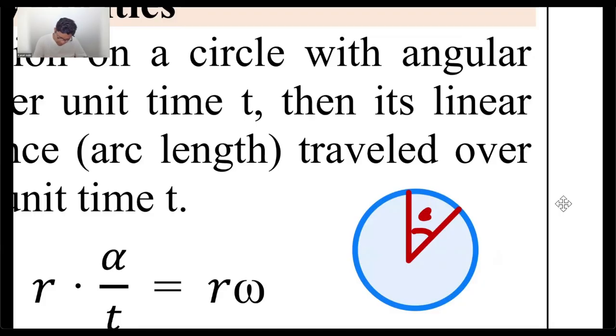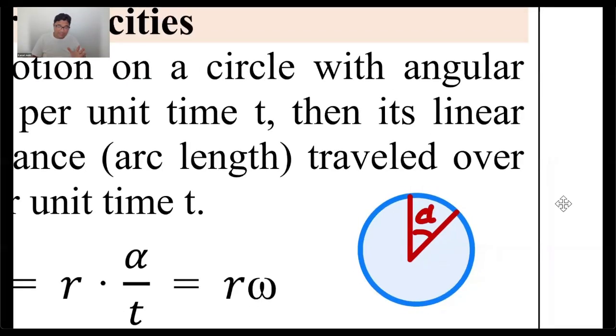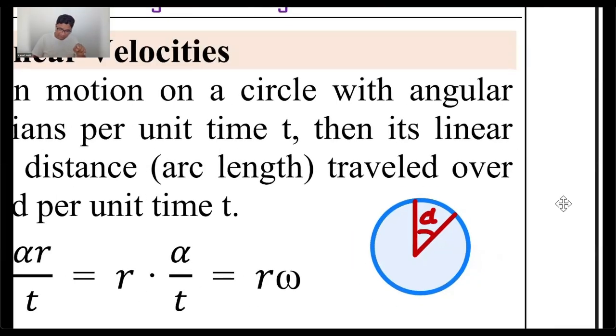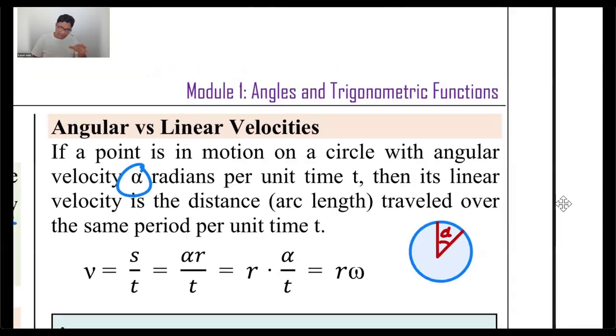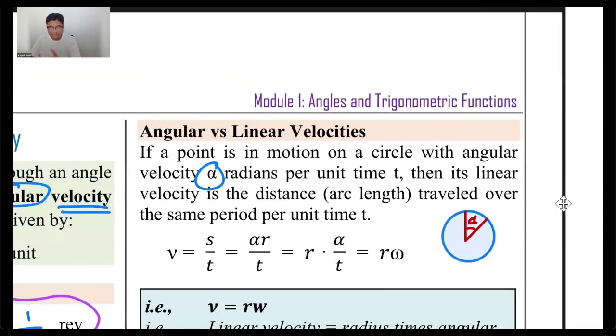Okay, this will take alpha. So in 1 minute, you rotate by that angle alpha. In 1 second, you rotate by that angle alpha. That is when you say your angular velocity is alpha radians per unit time.